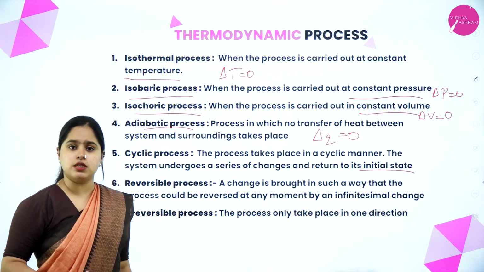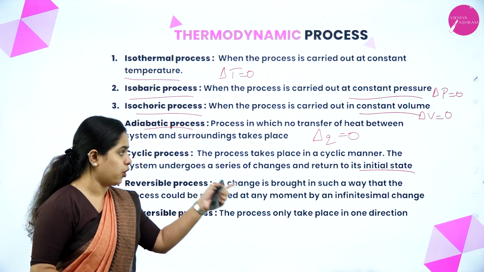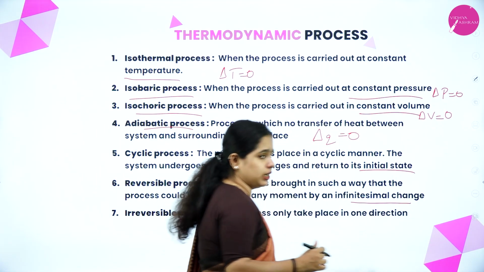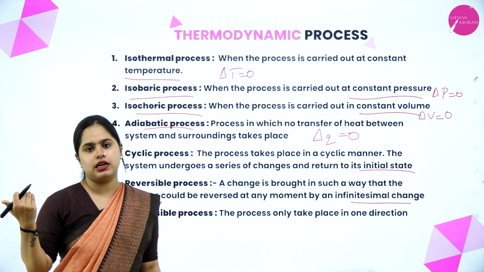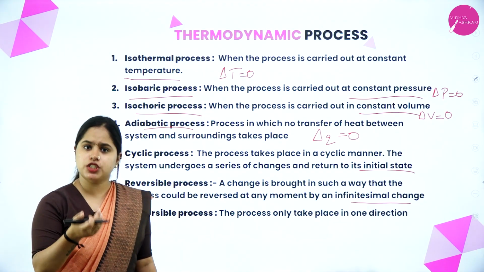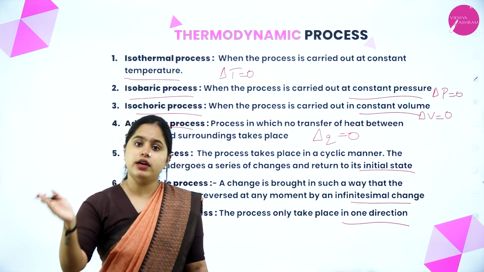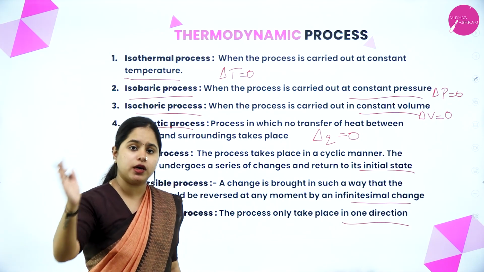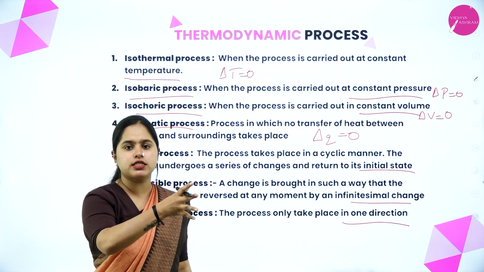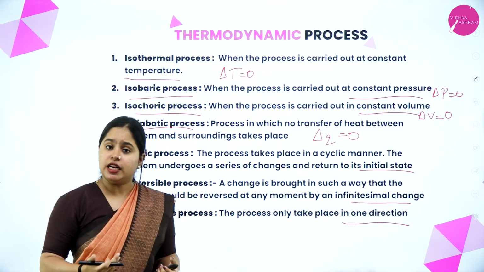Now coming to the reversible process. You know reversible and irreversible processes, right? In a reversible process, a change is brought about in such a way that the process could be reversed at any moment by an infinitesimal change. So at any moment you can reverse the reaction. Such processes are called reversible processes. Now an irreversible process cannot be reversed. The process only takes place in one direction. From there you can't bring it back. Once the products are formed, you can't bring back the reactants. Such processes are called irreversible processes.